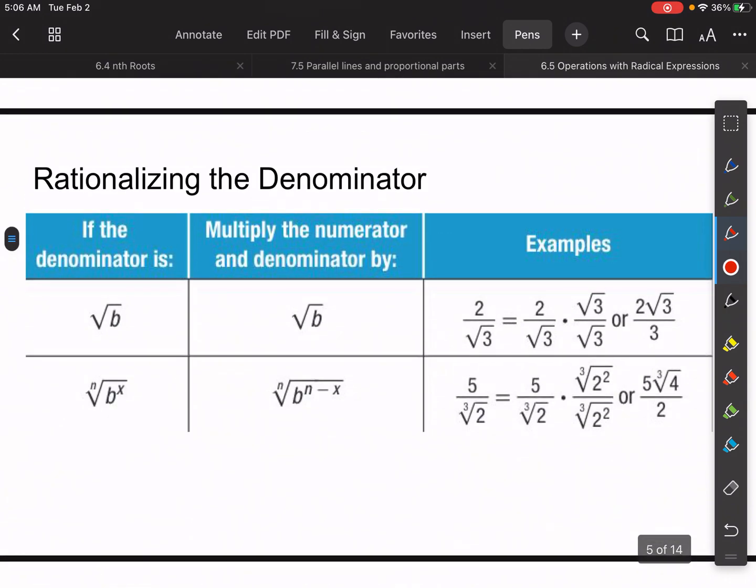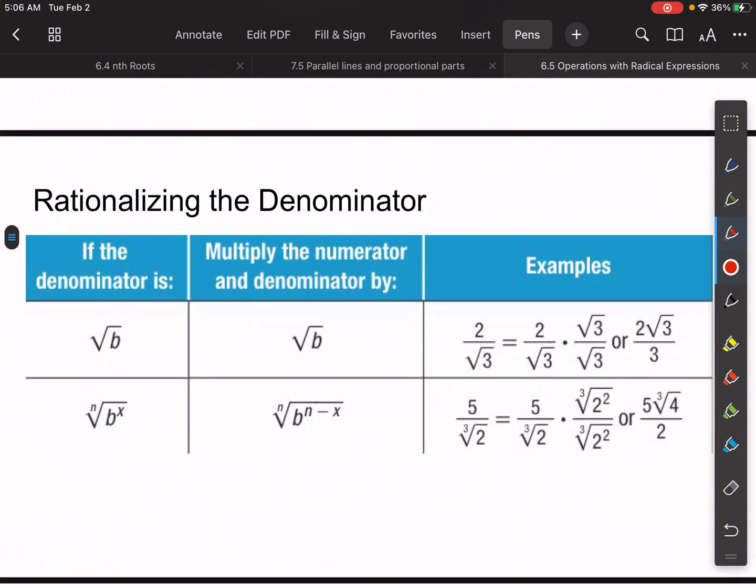And then the last thing before we do a bunch of examples here is rationalizing the denominator. So here's the big idea with this, you guys. You cannot have a radical in the denominator. So you have to get rid of any kind of radical sign. So the goal here is to get the denominator powers to be the same as the root.